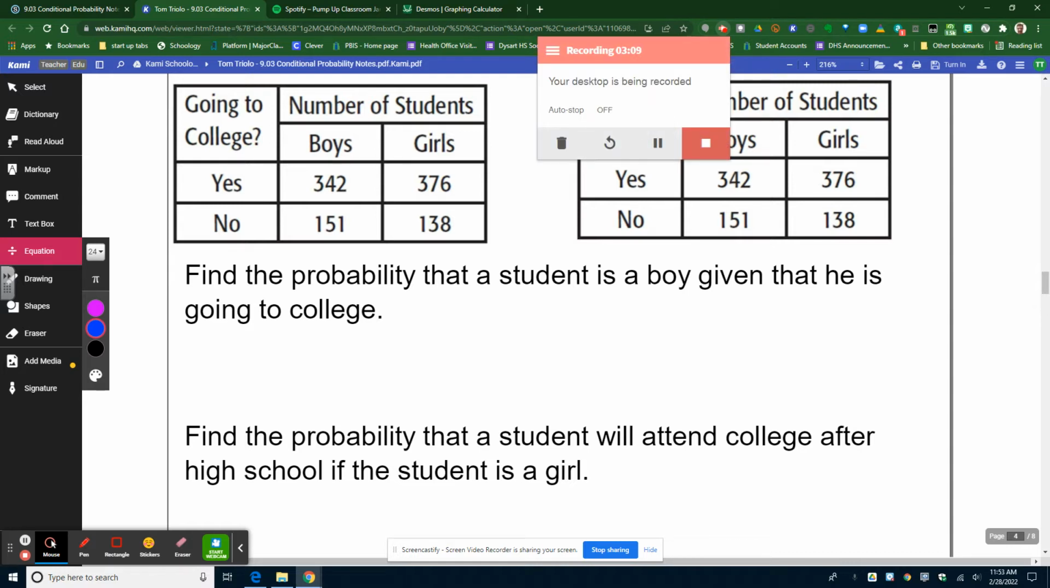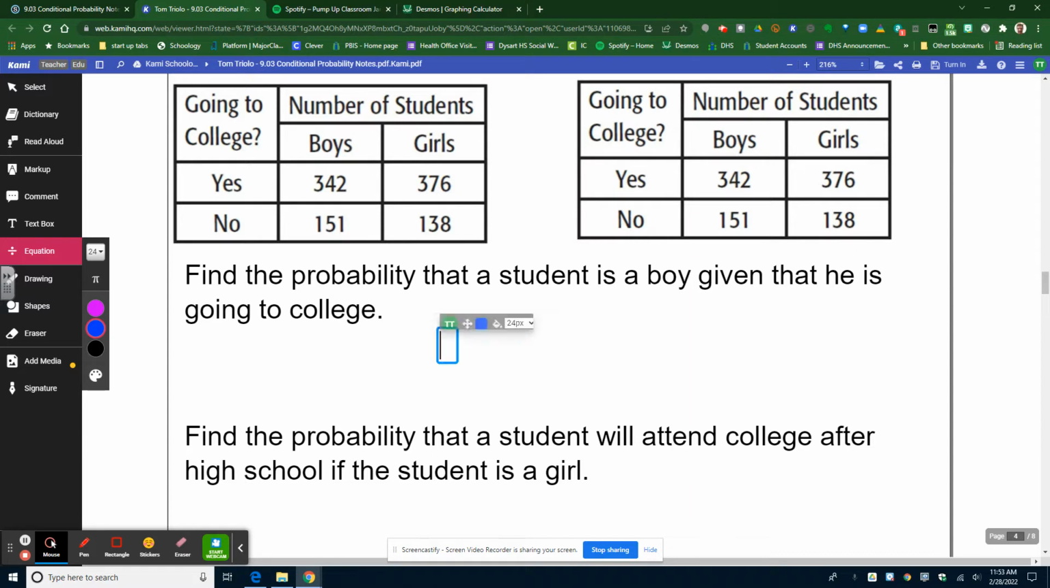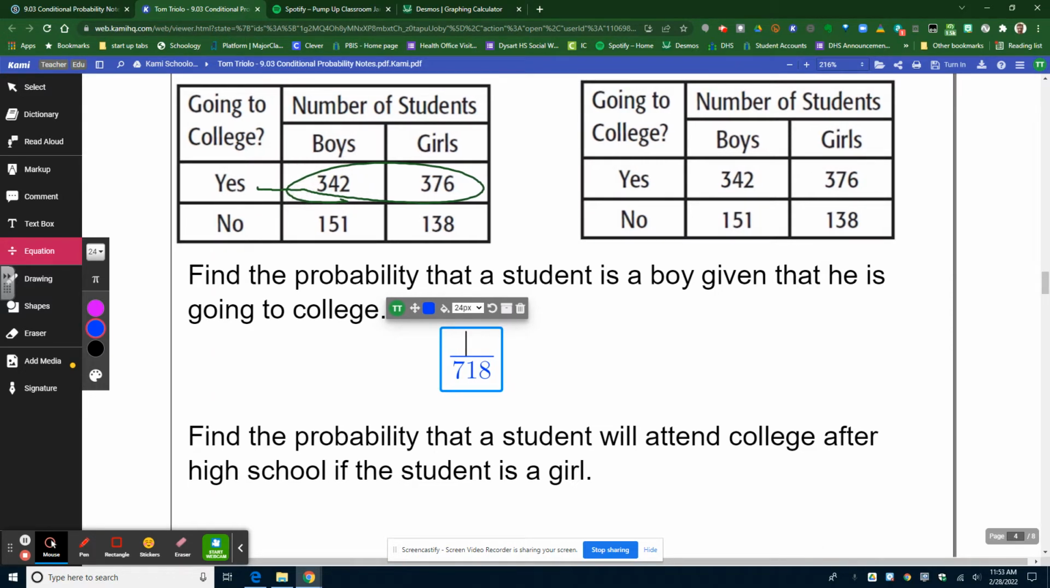This is girls. Just looking at the given, make the fraction bar. Going to college, so you have to find going to college. So it's these two. So add those two together first. 718. Okay? Up top, we're only focused on the boys. So 342 over 718. And then simplify. 2 is my GCF, so 171 over 359.